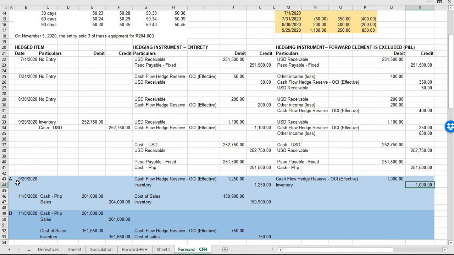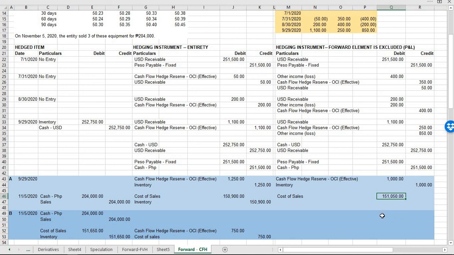And syempre, on this date, wala pang mangyayaring offsetting sa profit or loss. At kailan mangyayaring offsetting? So, mangyayaring offsetting on November 5, 2020. So, indirectly, magkakaroon ng offsetting. Bakit? Kasi, yung ating cost of sales na marirecord on November 5, 2020 is already adjusted na ng OCI na ni-reclassify natin. So, magkano ang magiging cost of sales na marirecord natin dito? So, that is debit cost of sales for 151,050.